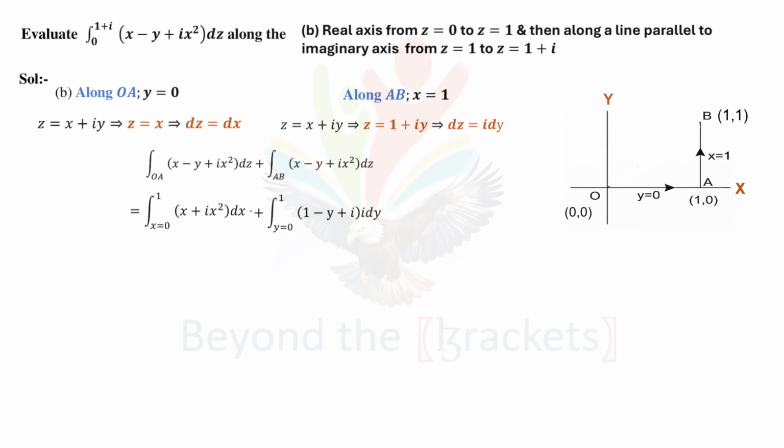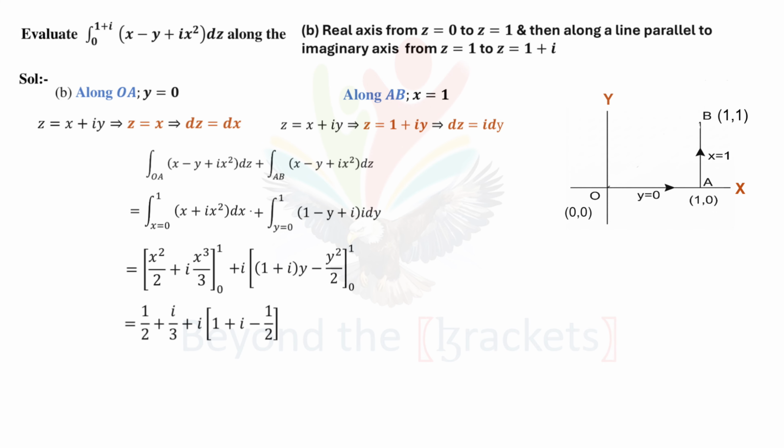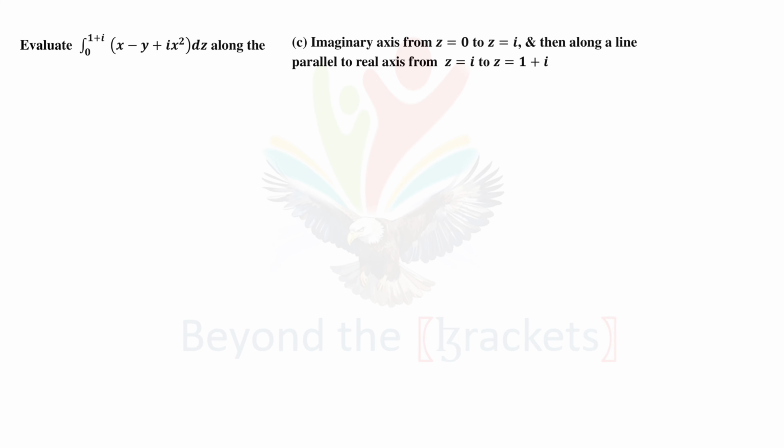Integrating the first integral with respect to x, we get integration of x will be x squared by 2 plus i times x squared will be x cubed by 3. For the second integral, i is constant, 1 plus i is constant, integration of 1 plus i will be (1 + i) y minus integration of y will be y squared by 2. Substituting upper limit minus lower limit and simplifying this, we get the answer as minus 1 by 2 plus 5i by 6. Again, the same integral is given with different path.